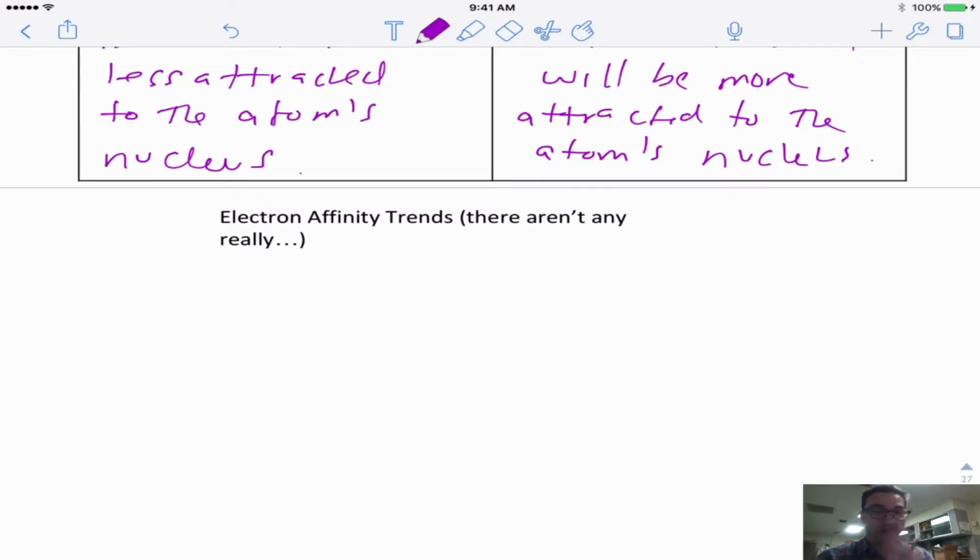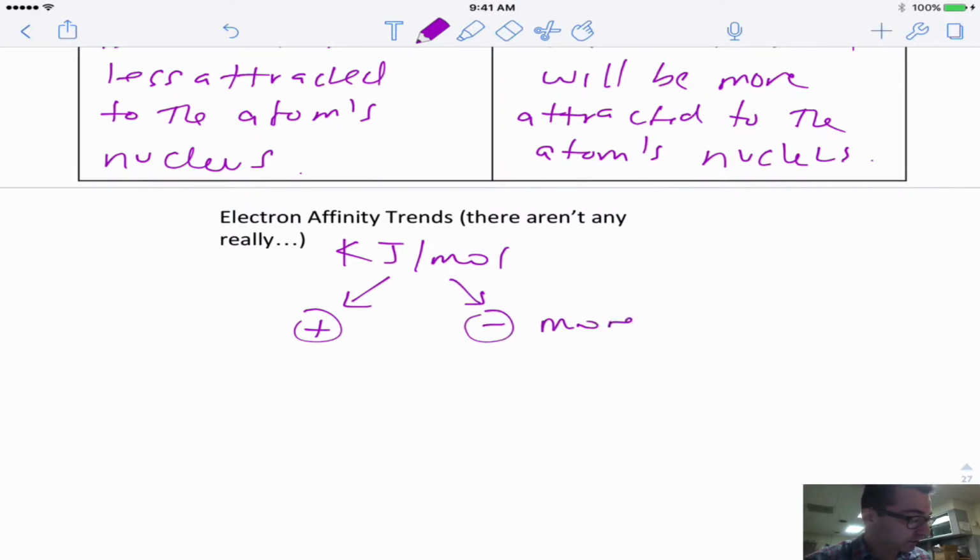Now, something that sounds like electronegativity is electron affinity. And electron affinity is something that's actually measurable. It's measured in kilojoules per mole. And this is the energy change when an atom gains an electron. And so it could either be positive or it could be negative. And when you're negative, it means that you are becoming more stable. That means that you are releasing energy. So when an atom gains an electron, if it releases energy, its stability would increase.